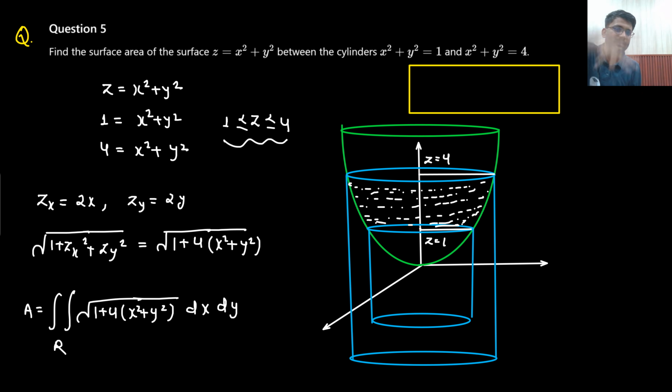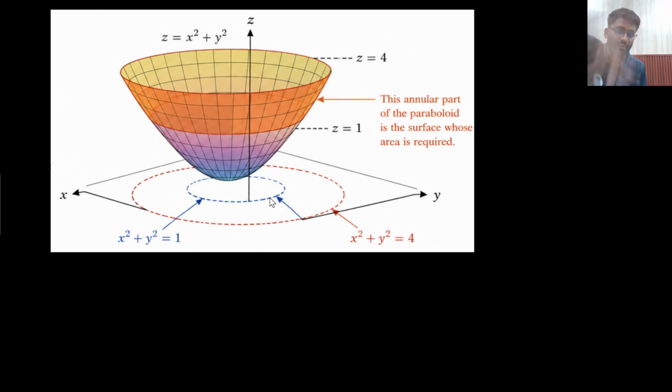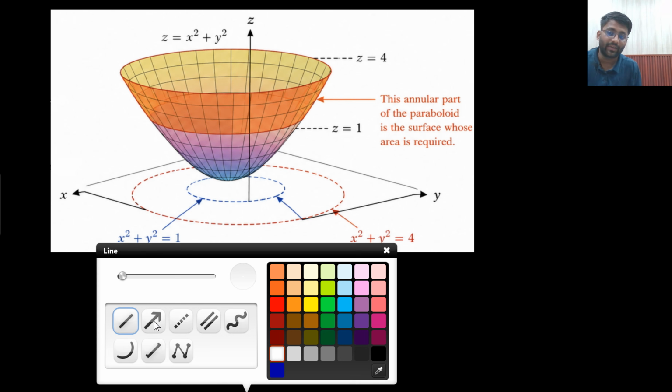I need to squeeze this surface on the xy plane. When you squeeze this surface on the xy plane, what will you be getting? You will be getting two circles, one of radius 1 and the other one of radius 4. If you squeeze this surface, just see this structure. If I squeeze this downward, so this circle I will be getting and another circle I will be getting. On the xy plane, what will I be getting?